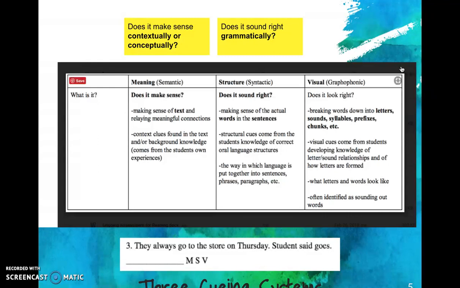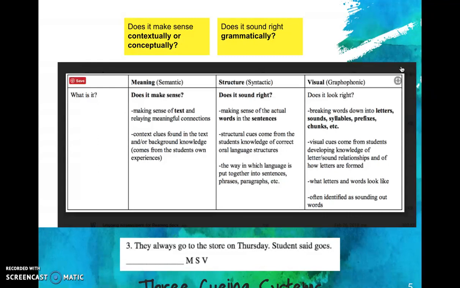They always go to the store on Thursday, and the student said goes. In this example, the meaning cueing system was used in this error. Goes is conceptually the same as go, so M would be circled or marked yes. However, syntax is not used at the point of error. Goes does not sound right grammatically. The subject-verb agreement is missing.